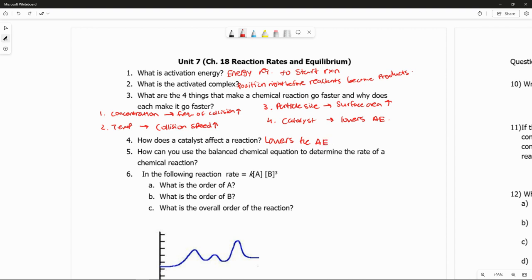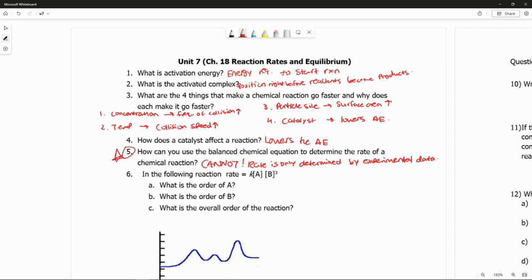How can you use a balanced chemical reaction or equation to determine the rate of a chemical reaction? Go ahead and put a star next to this, circle it, do whatever you need to remind yourself that this is a key point of the unit. You cannot use a balanced chemical equation to determine the rate of a chemical reaction. The rate of a chemical reaction is only determined by experimental data. All right, key point.